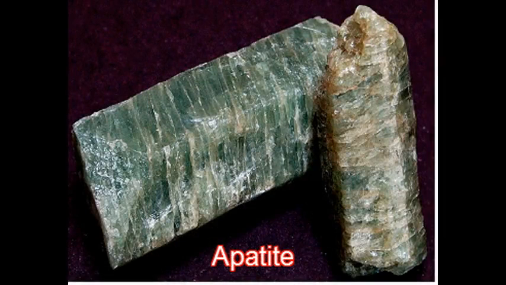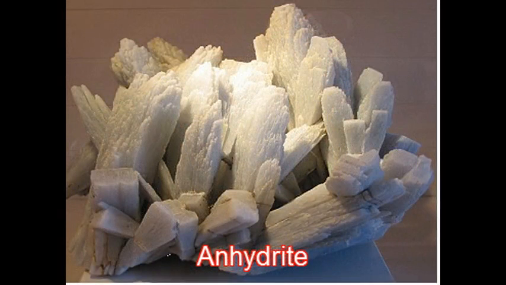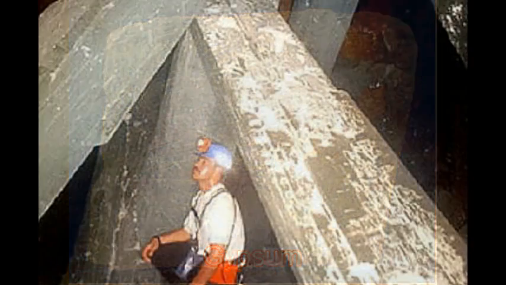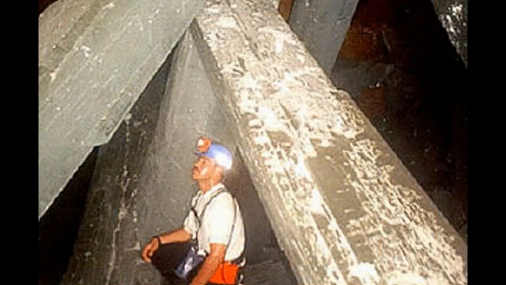Add phosphorus to calcite to make apatite used for bones. Add sulfur to calcite to make anhydrite. Add water to anhydrite to make gypsum used for walls and houses. Gypsum can grow crystals bigger than 10 meters.